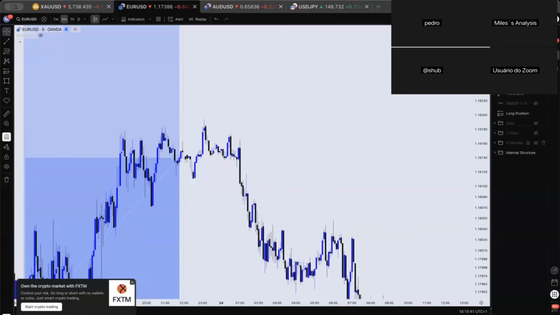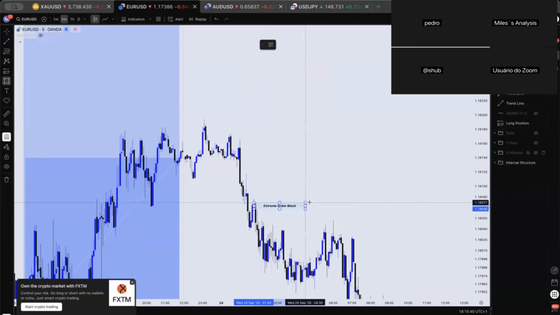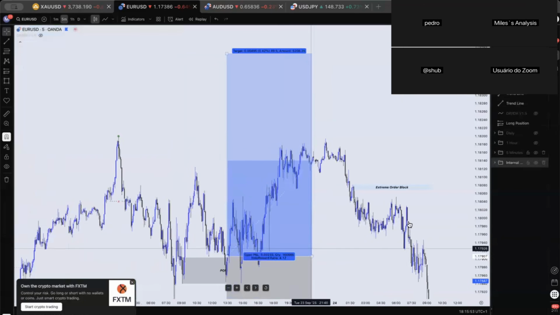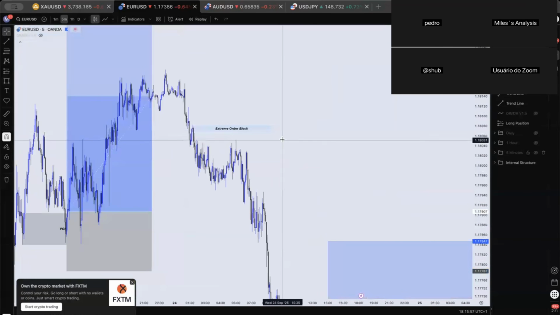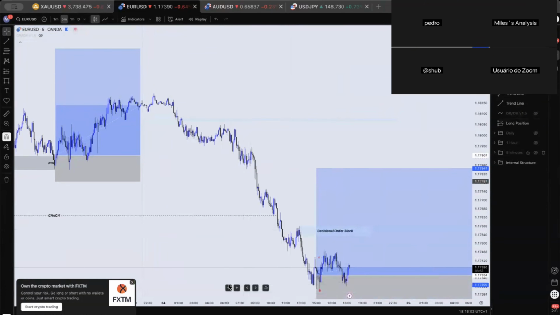Okay, so this would be the last valid extreme point of interest here, or the extreme order block, because it took out liquidity of the previous candle. It is a very small imbalance on it, so this will be our extreme order block. So if I'm looking for an entry setup on the EURUSD, either I'm taking shorts from the decisional or from the extreme order block.